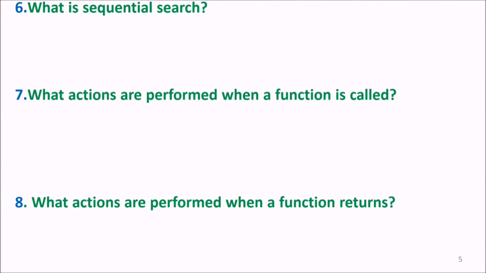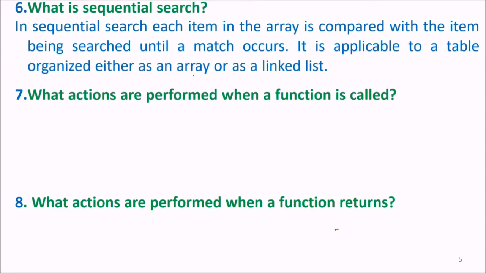What is a sequential search? When you search one by one, it is sequential search. In a sequential search, each item in the array is compared with the item being searched until a match occurs. It is applicable to a table organized either as an array or a linked list. So the values are placed in an array or a linked list.